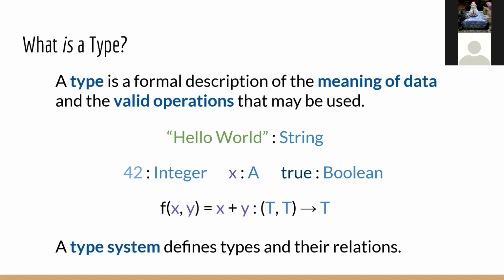So for example, hello world, this is a string. Then we have integers and some arbitrary other types here. Down at the bottom, we have a function, right? This is a function that takes 2 arguments and then adds them together. You can represent this in different ways, but one way is basically saying that it takes 2 arguments of the same type, adds them together, and produces something of the same type. This is one way to represent it, but not the only one.